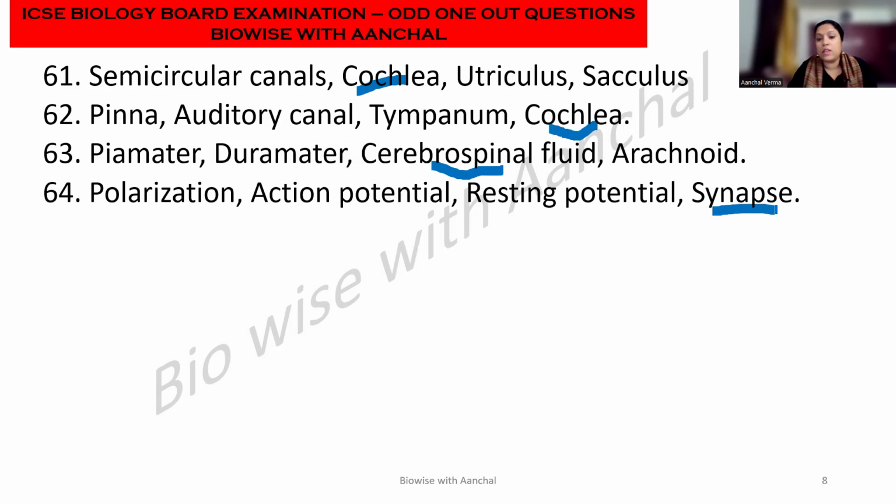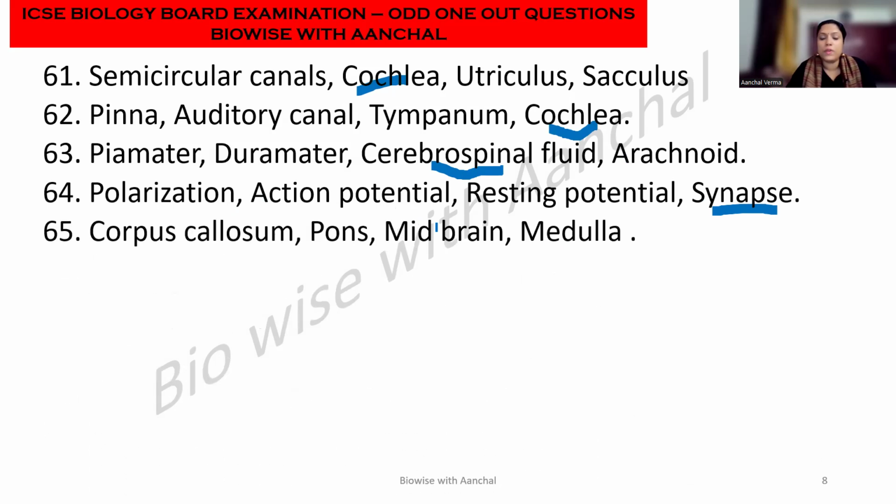Here, synapse, because the rest are all stages of the passing of impulse, transmission of impulse. So the rest are the stages of nerve transmission, impulse transmission in nerves. But synapse is what? The junction of two neurons. Okay. Corpus callosum, pons, midbrain, medulla.